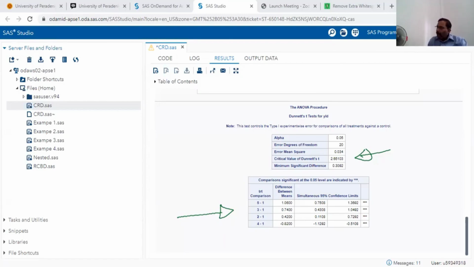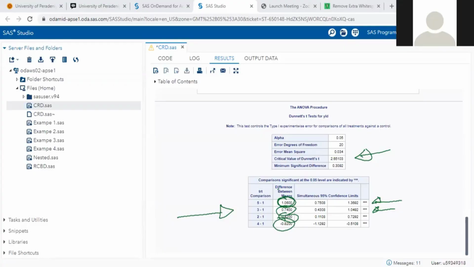Is it clear? Now here it compares each case separately. You see 5 versus 1, 3 versus 1, 2 versus 1, 4 versus 1. 5 versus 1 is a positive mean difference. If it is a positive value, which is higher, 5 or 1? Treatment 5 is higher. Yes. So 3 versus 1 is again positive, so 3 is higher than 1. 2 versus 1 is again positive. 4 versus 1 is negative. So which one is higher in mean yield? First treatment. 1 is higher than 4.